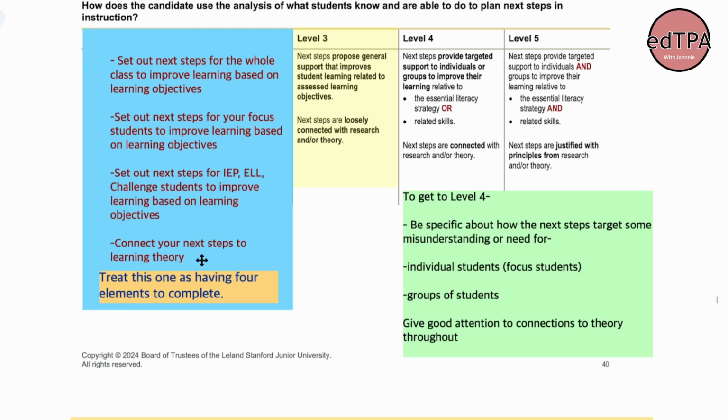And connect your next steps to learning theory strongly. Okay, it says loosely here. So level 3 is very vague, kind of general support, improve student learning, it doesn't say for whom, and some loose connections to theory. If you do these four, you'll be in a much stronger place. Treat this one as having four elements to complete.